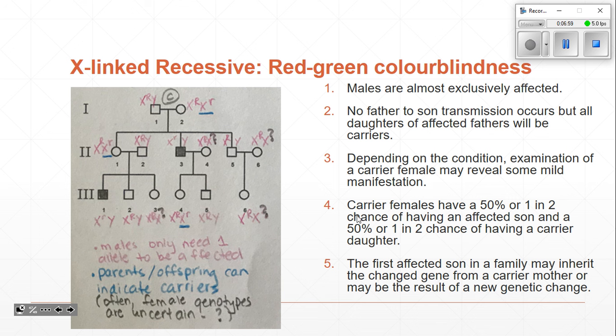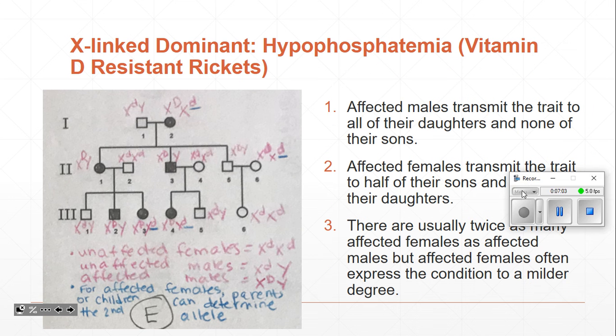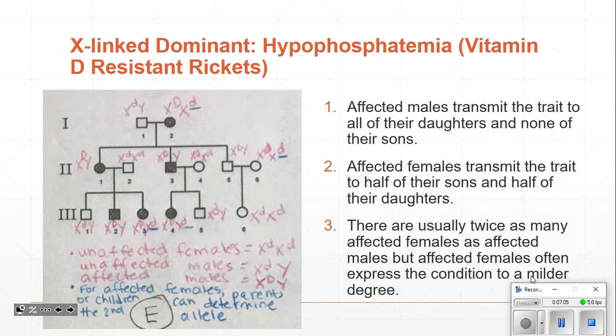Okay. Next pattern of inheritance that you might see, X-linked dominant. So it's the same family, same pedigree the whole time. That's why I gave you those handouts of all those copies of the same family. An example of a trait that's X-linked dominant is something called hypophosphatemia, which is otherwise known as Rickets.